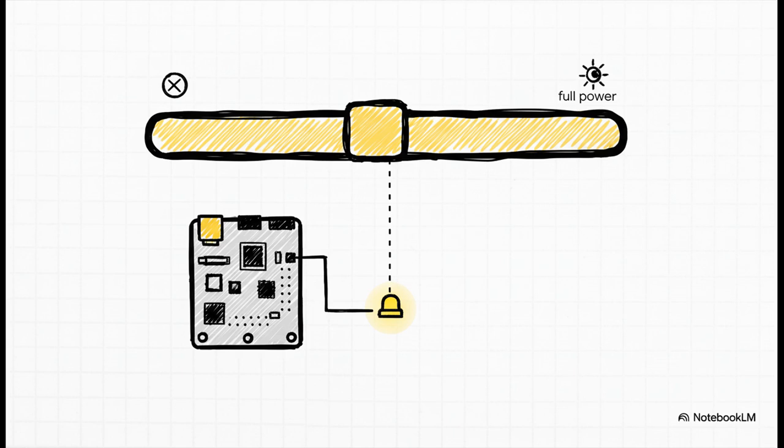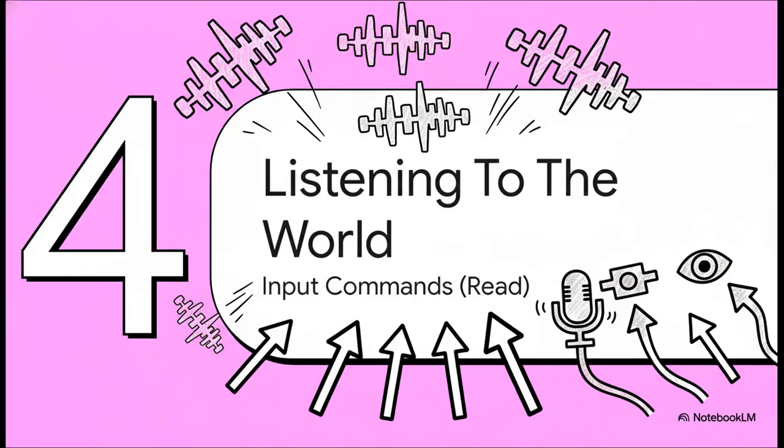To solve our half-brightness problem from before, you'd use the analog write command. You tell a pin, say P0, to write a value of 512, which is just about halfway to that maximum of 1,023. And the micro:bit takes care of the rest, using that PWM magic to make the LED glow at 50%. It's genius.